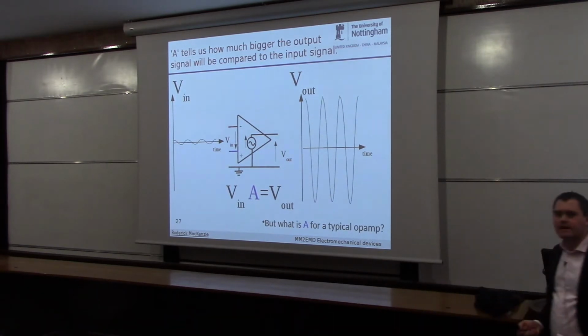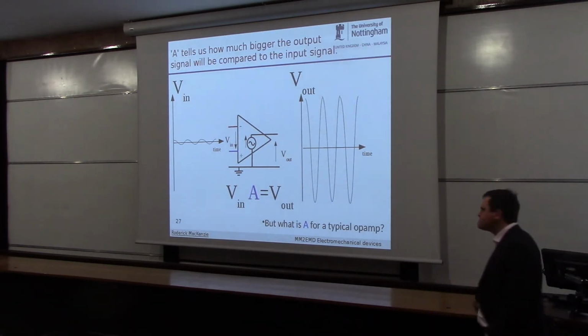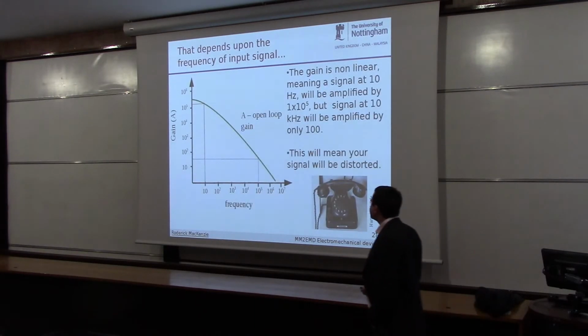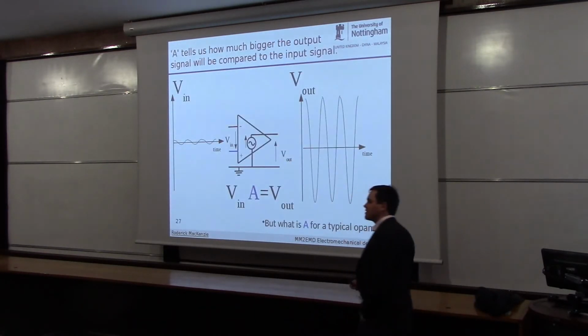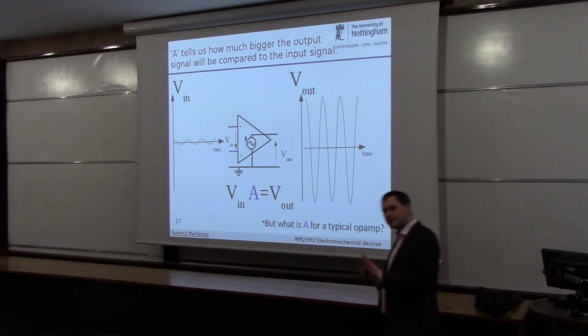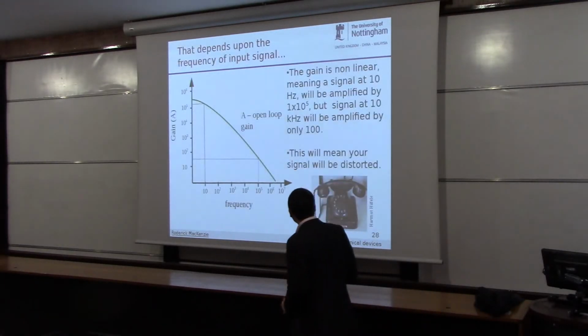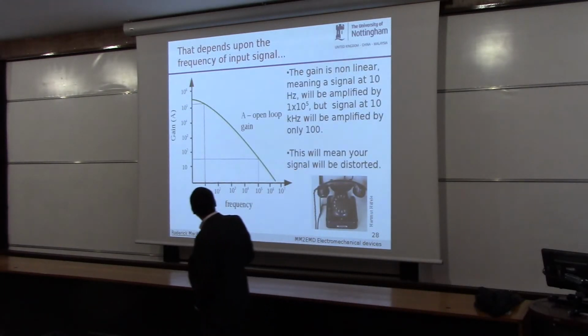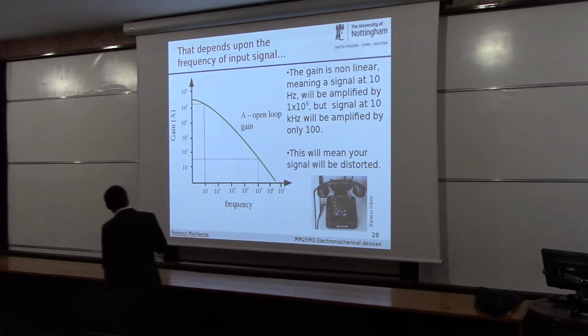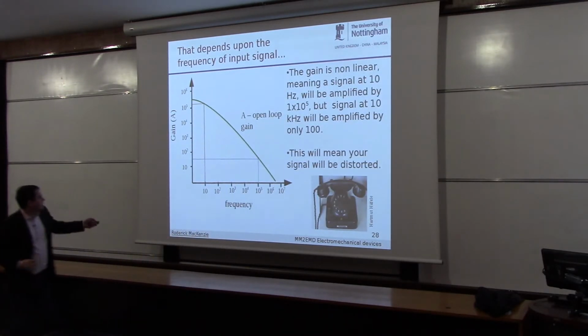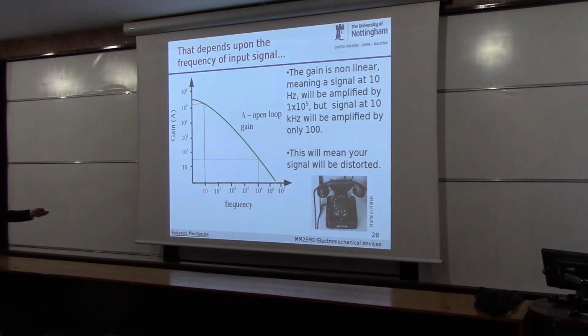But what's A for a typical op-amp? This is not a simple answer. I could say, oh, A is 10, but it's not. It's a little more complicated than that. This is the gain curve of a typical operational amplifier. This is frequency at the bottom: 10 to the 1, 10 to the 2, 10 to the 3, 10 to the 4, 10 to the 5, 10 to the 6, 10 to the 7. So 10 to the 6 is a megahertz, okay?